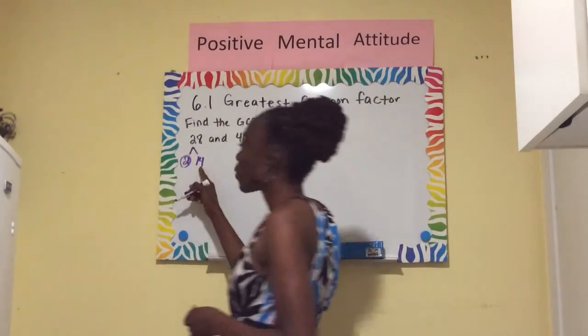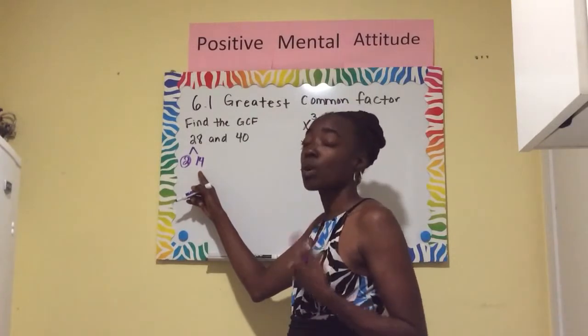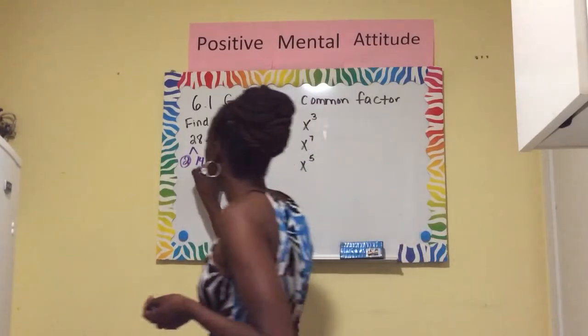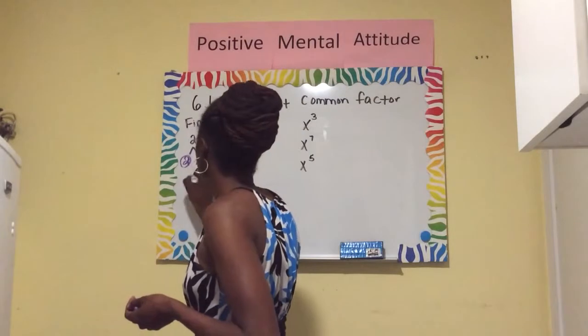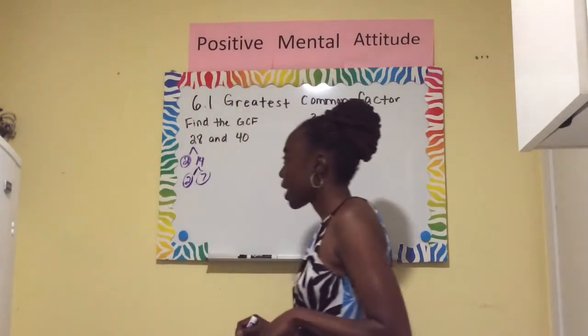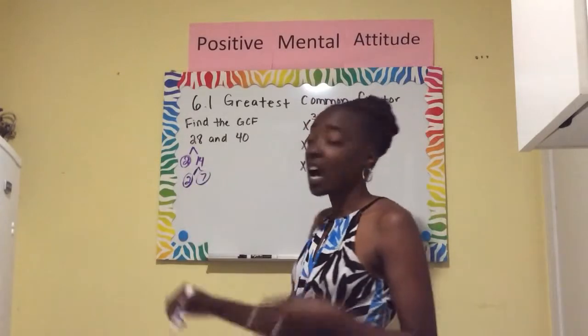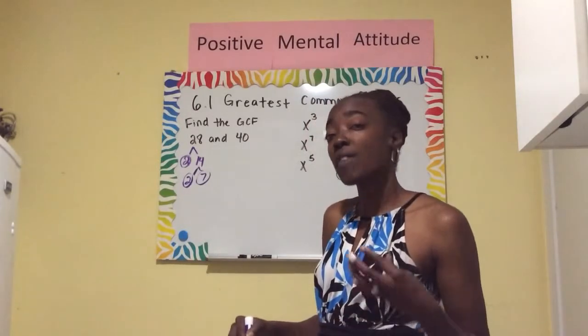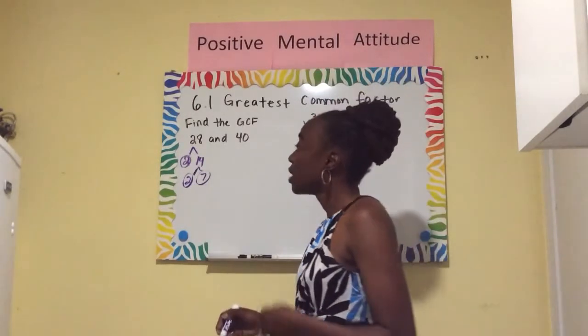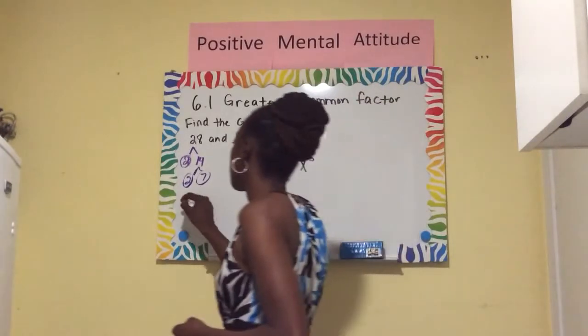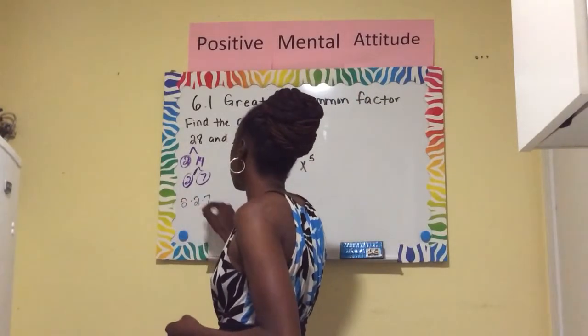2 is prime, 14 is not. So then you have to say what two numbers multiply to give you 14. In this case, it'll be 2 and 7. 2 is prime, 7 is prime. So again, when you're trying to get the greatest common factor, you're trying to get all the prime numbers, or the prime factorization of that number. So the prime numbers of 28 will be 2 times 2 times 7.